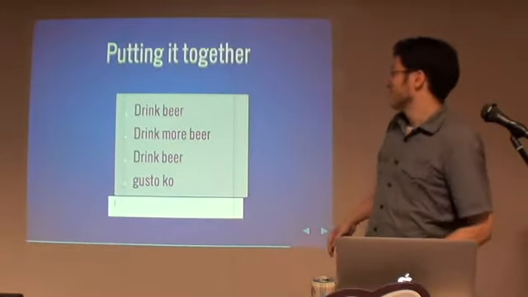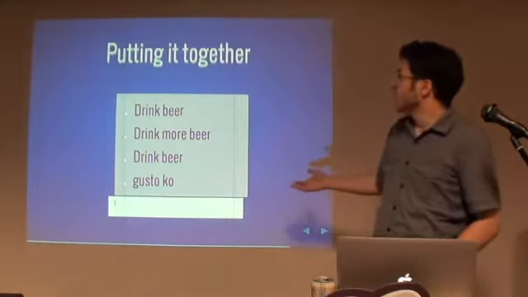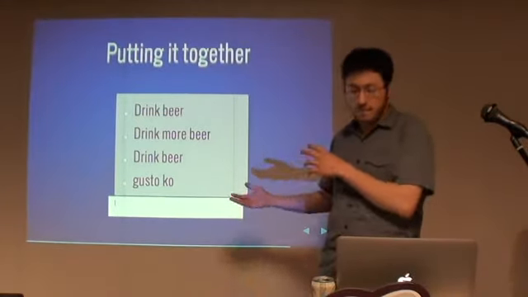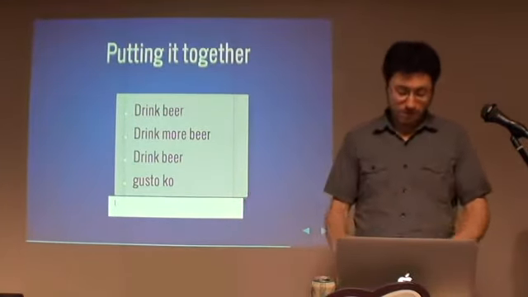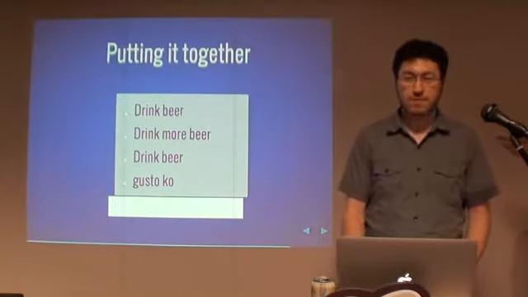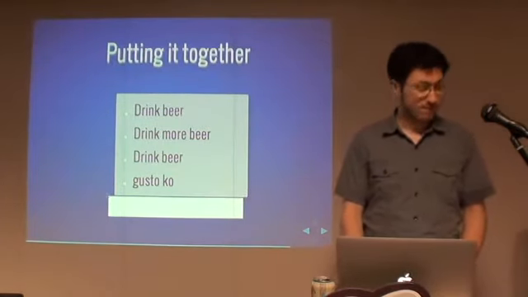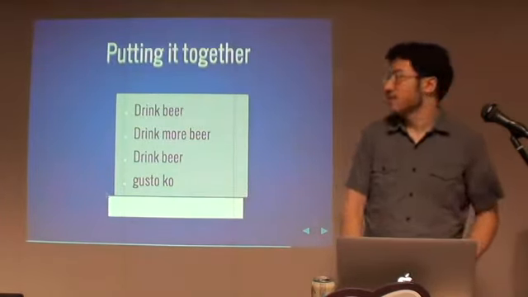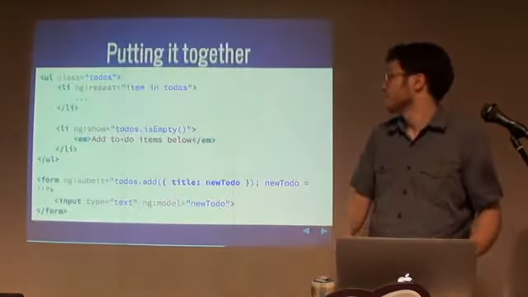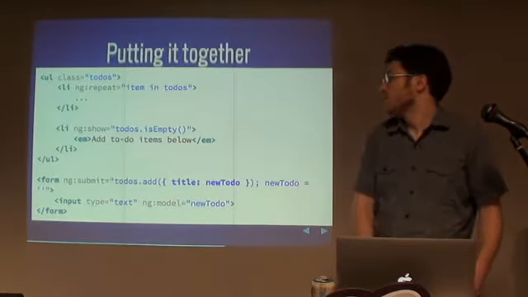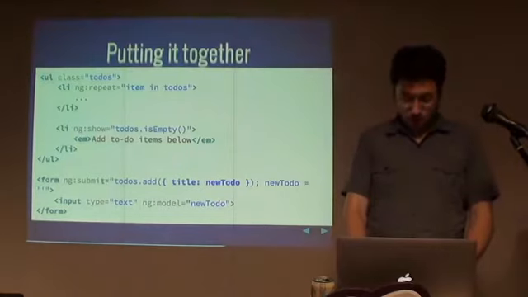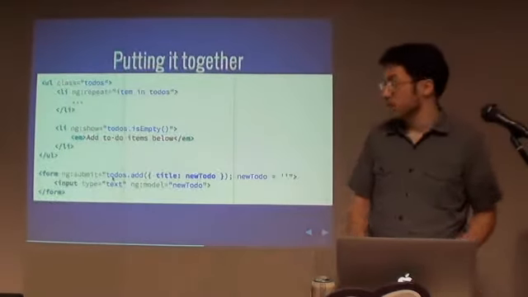So, let's refresh, and as you can see, our to-do list is now being persisted to the server. You can see that it is saved on the server. So let's see how that is done. Our HTML example is mostly the same as last time.